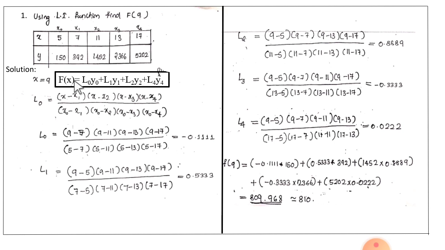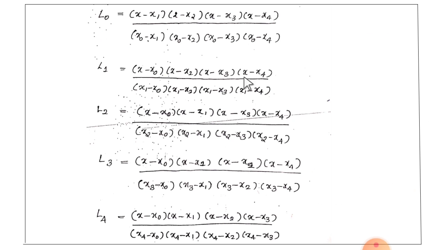So you have to remember this formula, how to write L0, L1, L2, L3 and L4. You have to study this one in detail. For remembering, you can look here. When finding L0, we avoid the x0 term in the numerator. And in the denominator, we start by using the x0 term. The x0 term is kept constant here: x0 minus x1, x0 minus x2, x0 minus x3, etc.